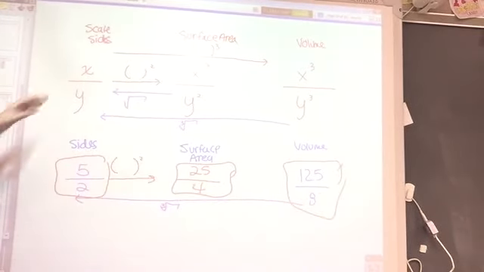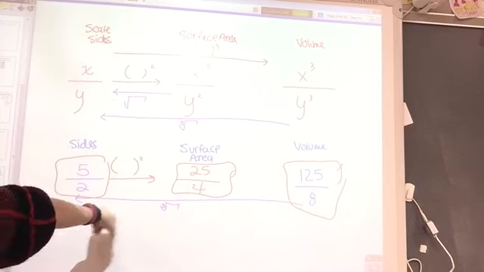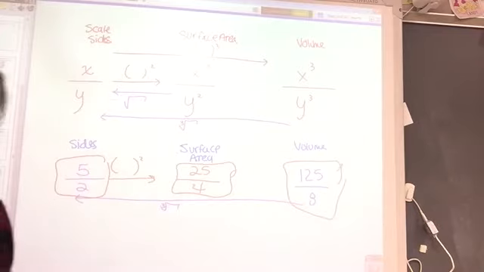Hopefully this diagram makes a little bit more sense now that I went through it once. This is going to be something that's incredibly important and incredibly helpful for you on your SLO, okay?